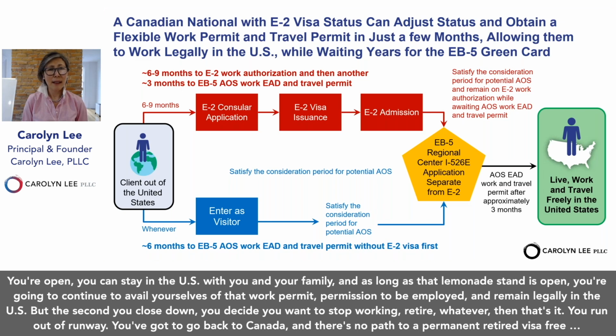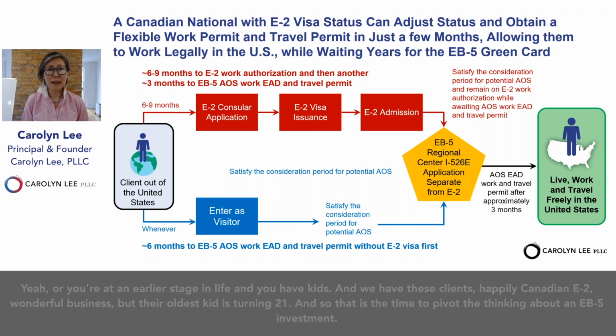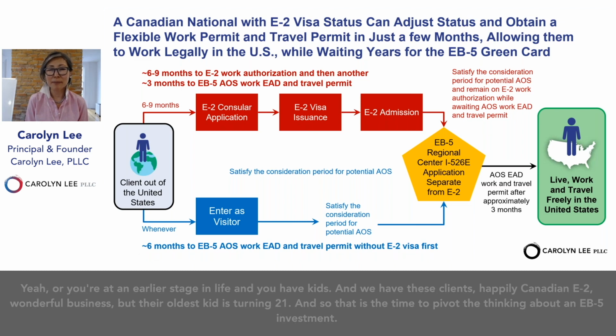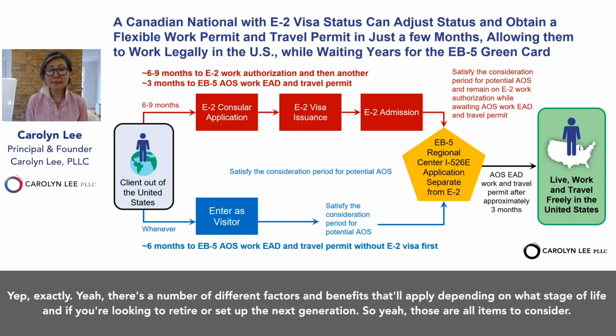You run out of runway, you've got to go back to Canada, and there's no path to a permanent, retired, visa-free life. Or you're at an earlier stage in life and you have kids, and we have these clients, happily Canadian E-2, wonderful business, but their oldest kid is turning 21. And so that is the time to pivot the thinking about an EB-5 investment. Yep, exactly. There's a number of different factors and benefits that'll apply, depending on what stage of life and if you're looking to retire or set up the next generation. So those are all items to consider.